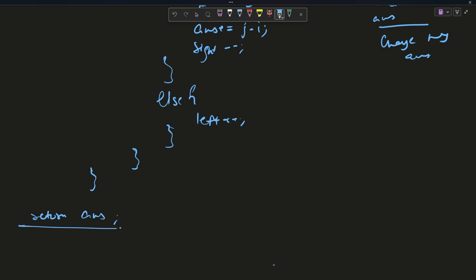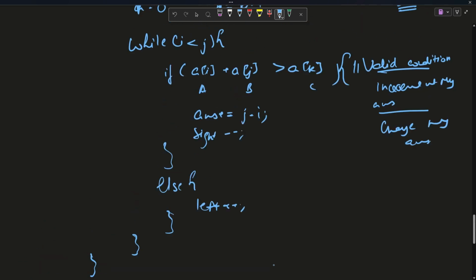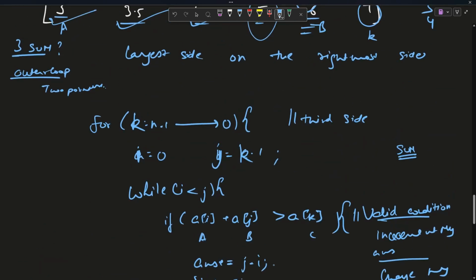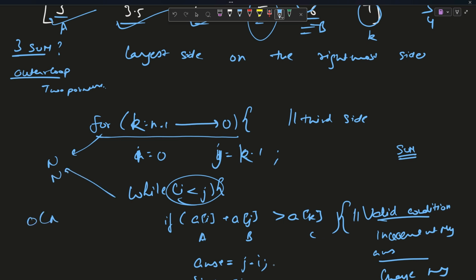So I hope you're clear with this, because it is very easy to understand, just to get the idea of how to get the number of answers. For this we are using a loop, and for these two sides we are using a two pointer technique. Now O of n is coming from this, n is coming from this. That is O of n square is the time complexity and O of 1 is the space complexity.